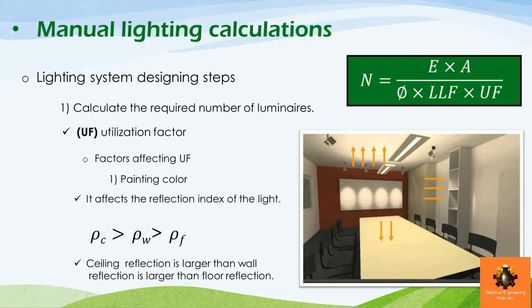So if we refer to the reflection index by rho, we will find that rho ceiling is larger than rho wall, and it's larger than rho floor. Hence, what we wanted to say is that once we get farther from the lighting source, the reflection index becomes lower, and for that reason, the ceiling reflection is larger than the wall's reflection, and the wall's reflection is larger than the floor reflection. Alright.